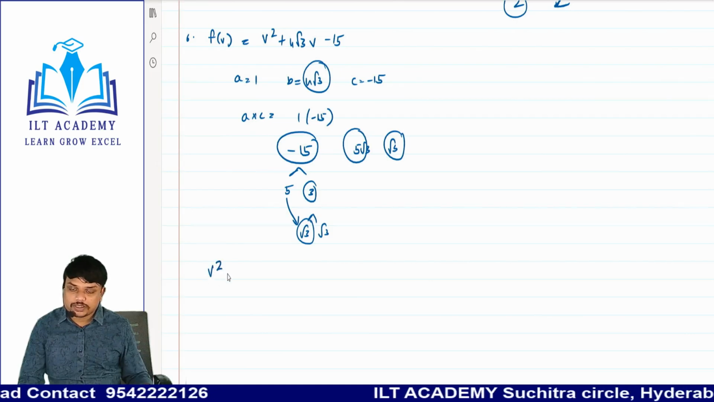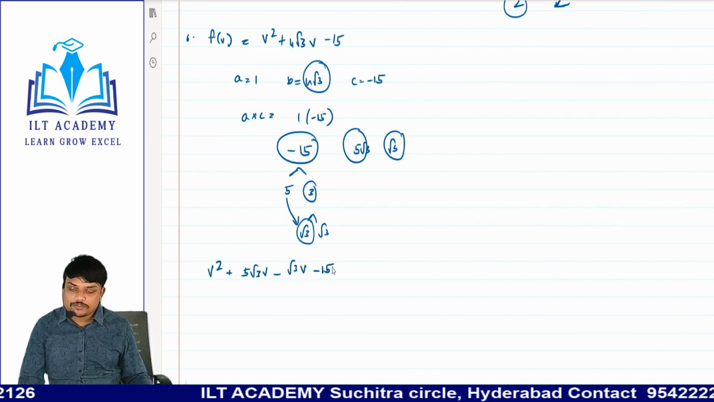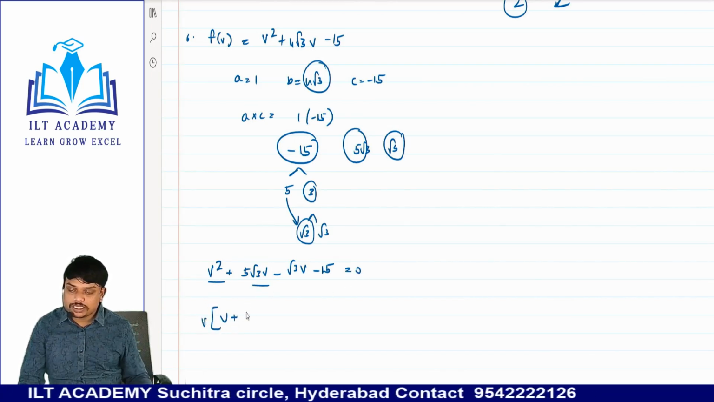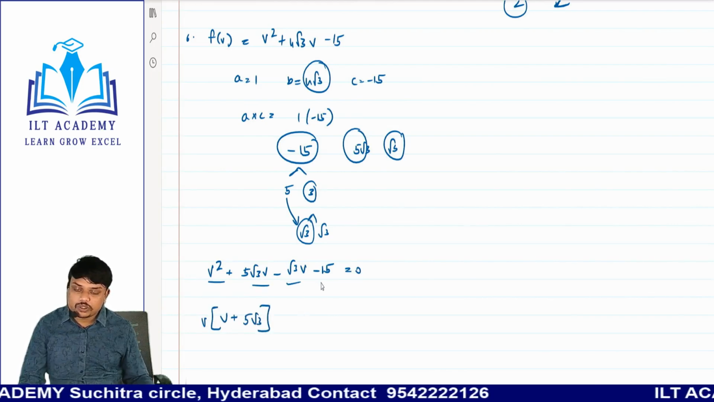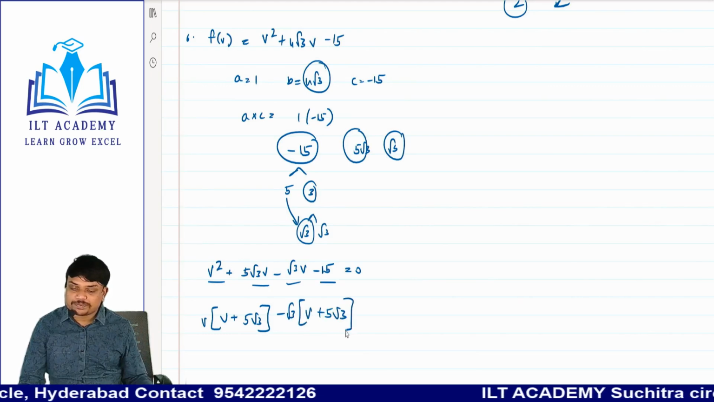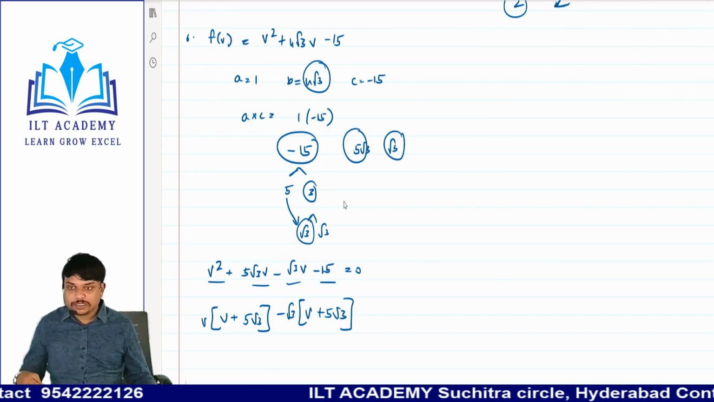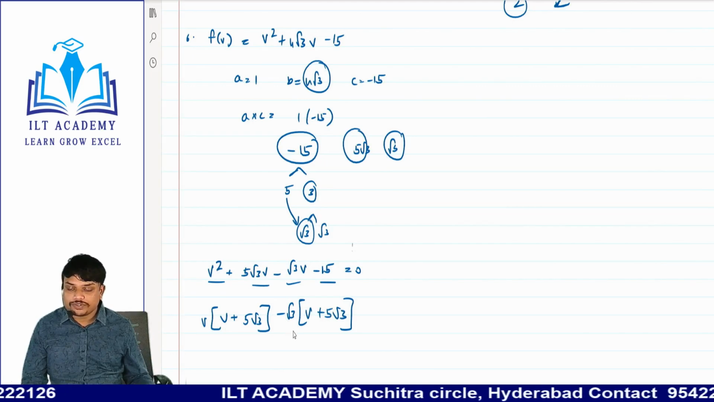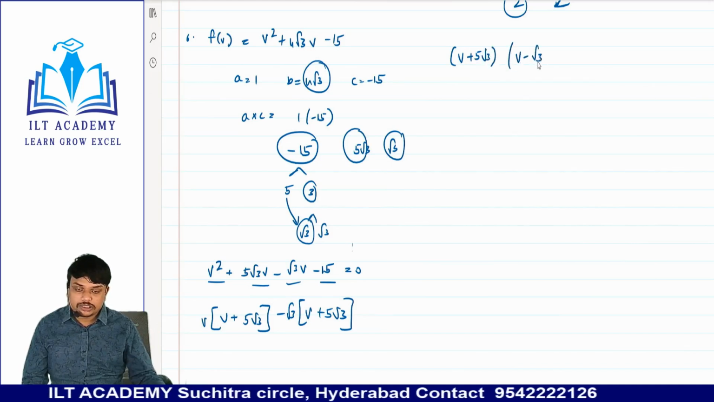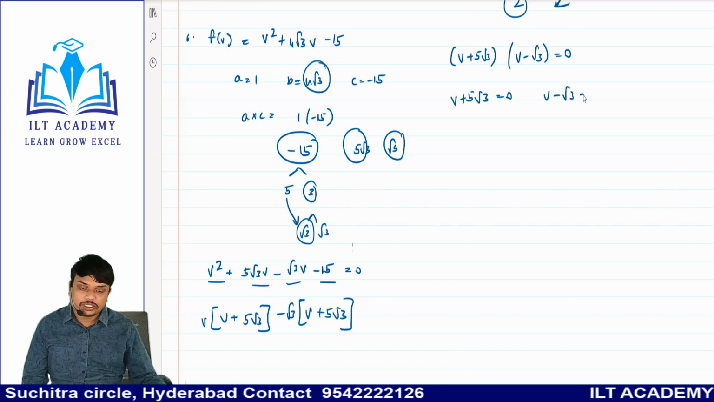On this basis we split: v square plus 5 root 3v minus root 3v minus 15 equal to 0. Now in both you can take v common, so v plus 5 root 3. Now in both you can take minus root 3 common, then it becomes v plus 5 root 3 as usual. Here 5 root 3 into root 3 is 15. So this will become v plus 5 root 3 into v minus root 3 is equal to 0. So v plus 5 root 3 is equal to 0, v minus root 3 is equal to 0.